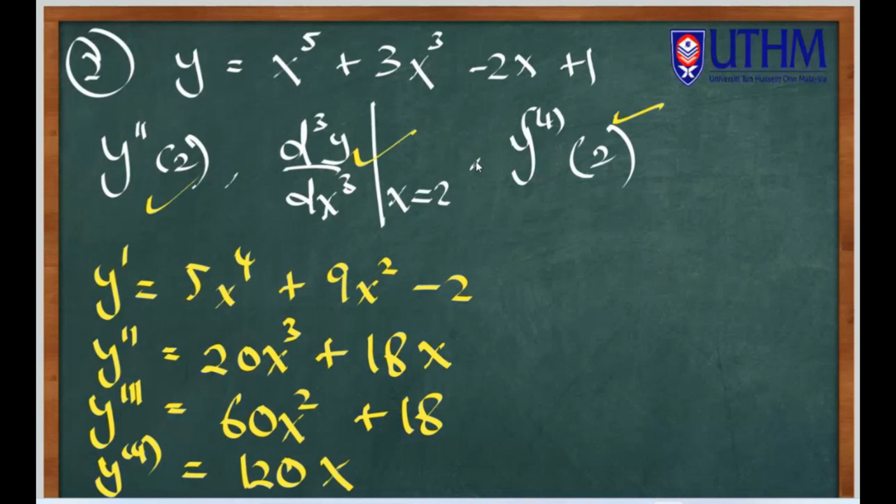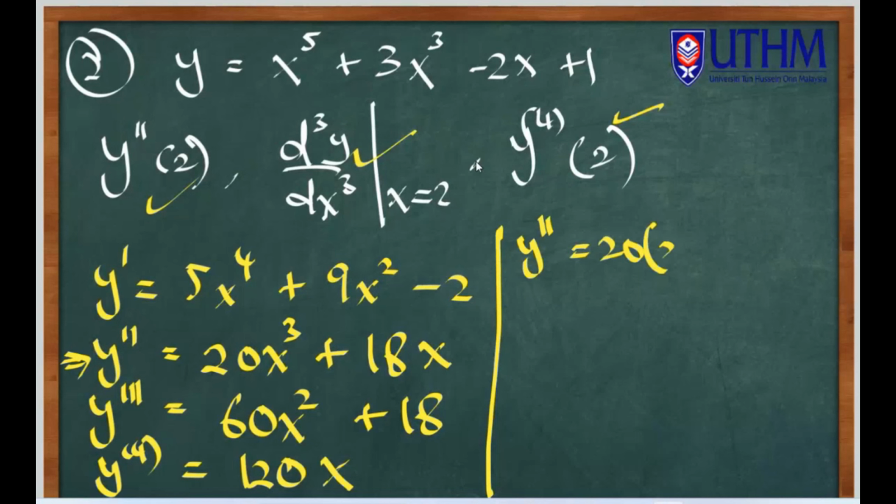And if you notice, we have to substitute. We have to evaluate x at 2. So now we see the second derivative. We just substitute 2 cubed plus 18 times 2. Okay, so the answer is 196. How about the third?